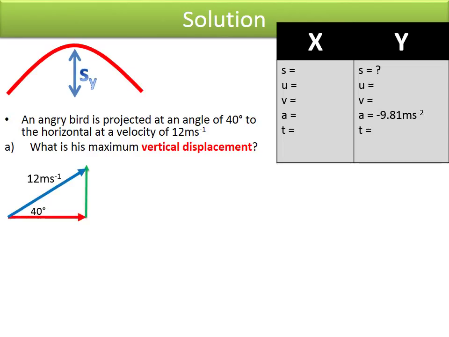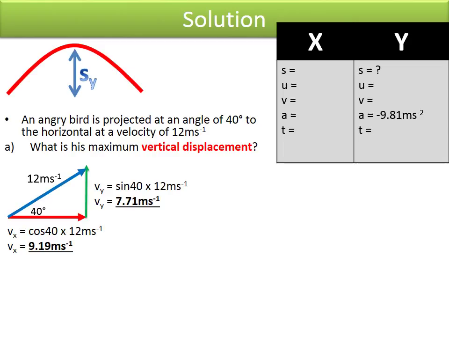Now, I've drawn another basic diagram so I can use a little bit of trigonometry to solve the components. So for the horizontal velocity, the initial velocity is cos 40 times 12, which gives us an initial horizontal velocity of 9.19, and vertically it's sine 40 times 12, which gives us 7.71. Now, put these in the SUVAT table.